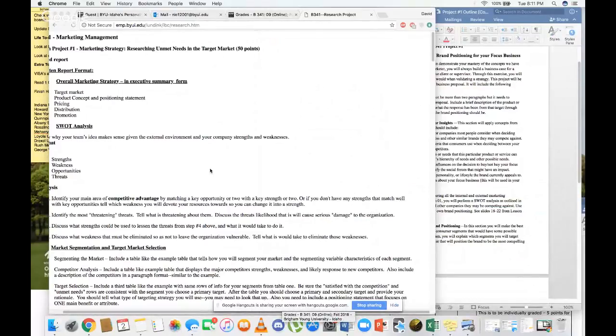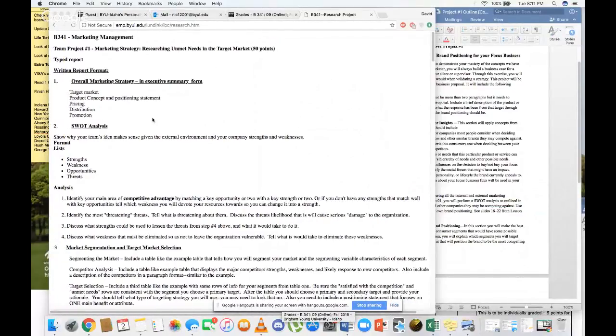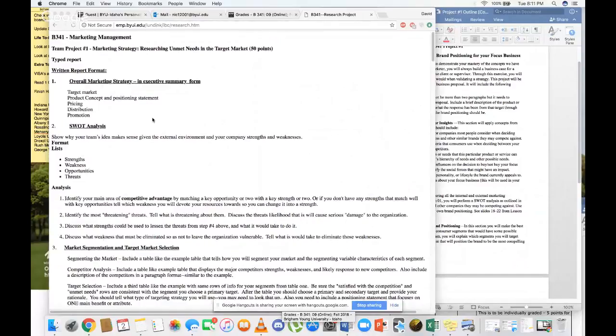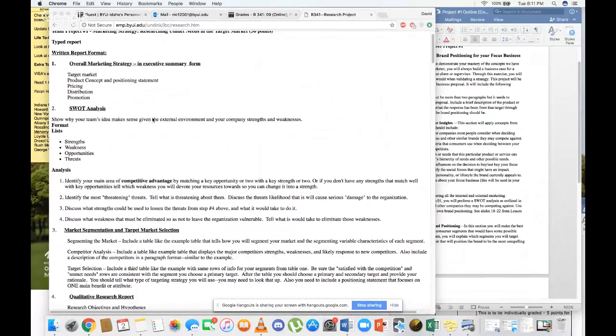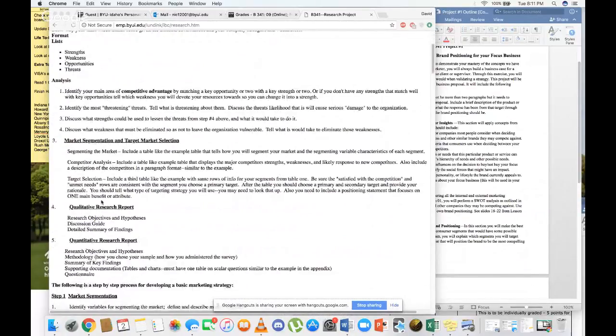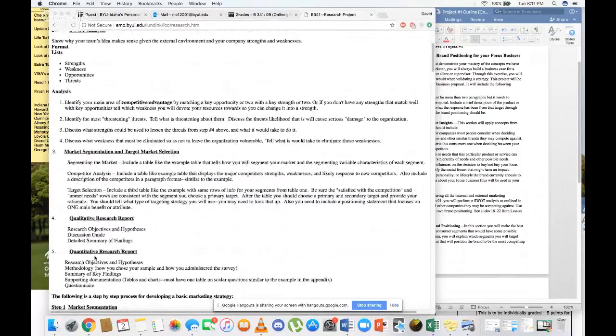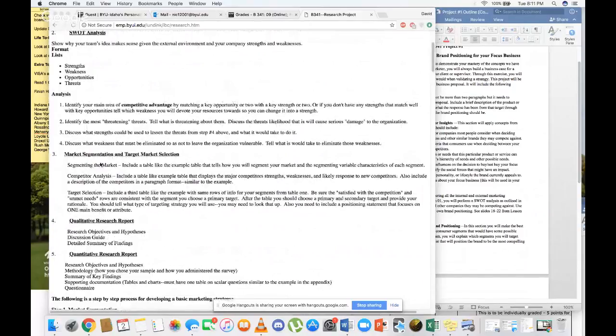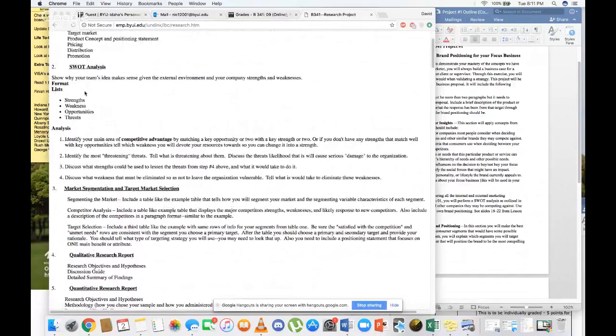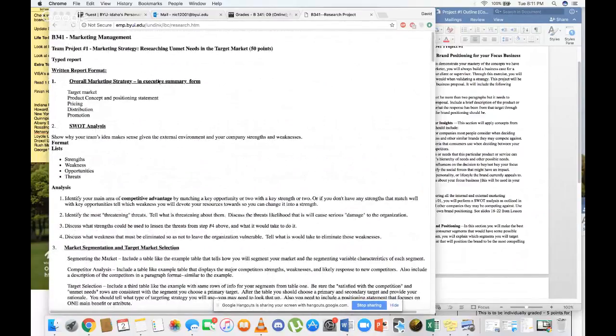Yeah. All right, cool. So this is the template that I saw online. It doesn't follow exactly what the professor was talking about. There's the qualitative research report and the quantitative research report. Those two parts aren't there, but we're doing market segmentation and target market selection, and we're doing the SWOT analysis, and we're doing the executive summary form.